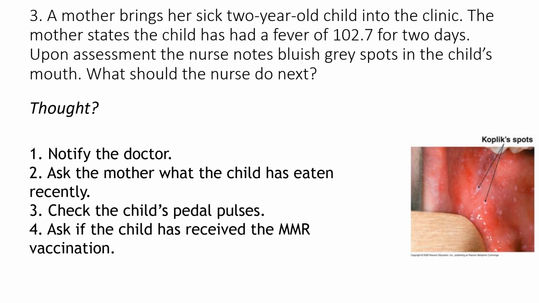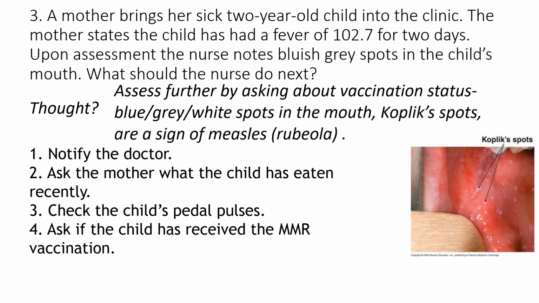And the answer here is number 4. Even though we have some objective data in the question, the fever and the bluish-gray spots, hopefully those bluish-gray spots seem a little odd to you, and anytime we see something odd, maybe it's because they haven't had a vaccination. So we need to continue to assess here. And so the thought is just to assess further by asking about the vaccination status.